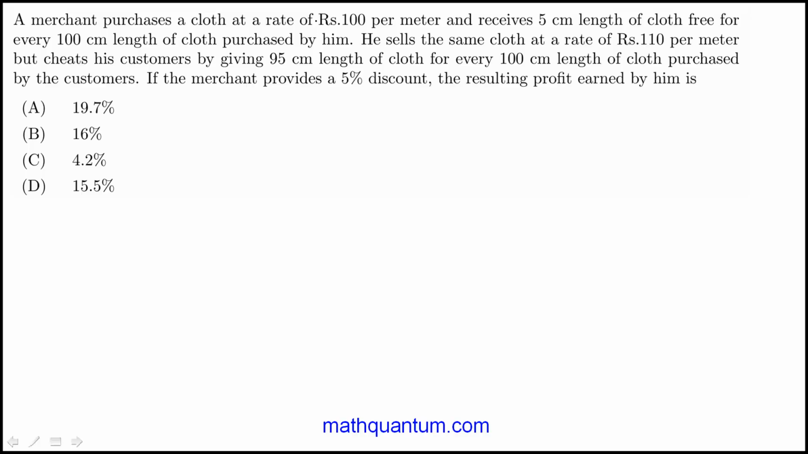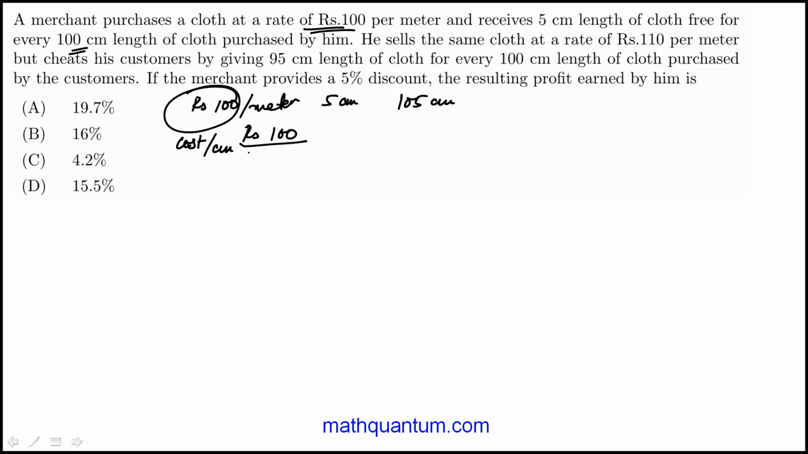So here the cost for the merchant of this cloth is Rs.100 per meter, and he receives 5 centimeters of cloth free for every 100 centimeters. So essentially for this, he's paying 100 rupees for 105 centimeters. So his cost per centimeter would be Rs.100 divided by 105. So that's this amount. And that's how I'll do the profit calculation, meaning then I'll figure out what the selling price is of the cloth in rupees per centimeter. And then we'll figure out what the profit margin is.